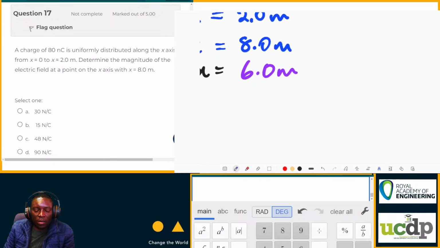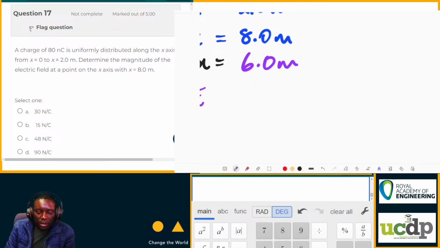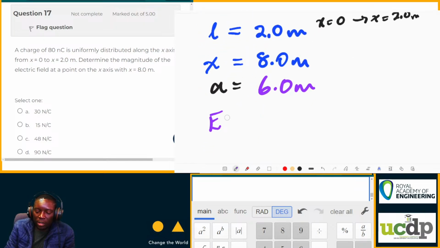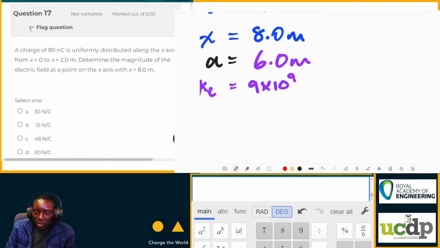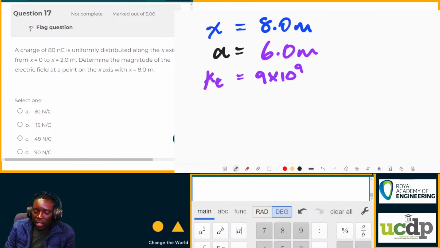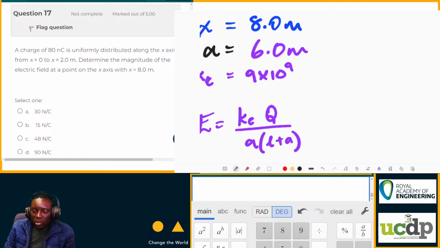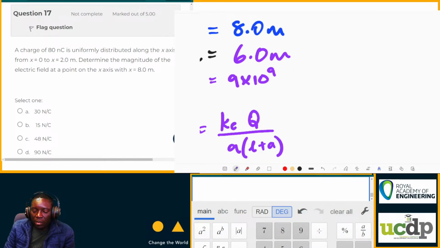So now with our expression E equals KE, we know KE. Did I list KE there? So let me put KE here as part of our quantities. 9 times 10 to the 9 with the units. That should be, I think, farads per meter or something. But anyway, I'll leave the units out for this one in the meantime. And that means our electric field is KE times Q over A, L plus A. Can we substitute those values there and find E? What value of E do we get?